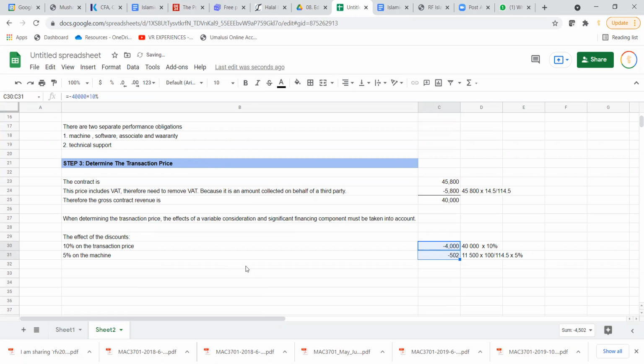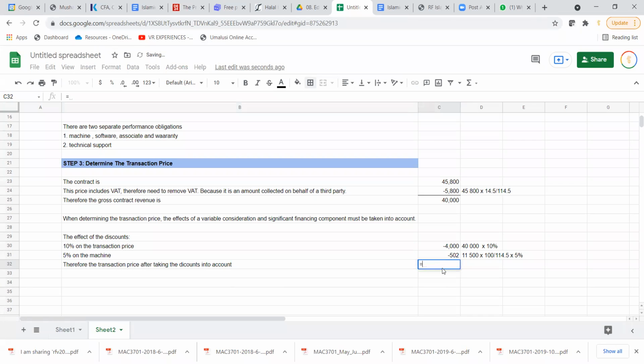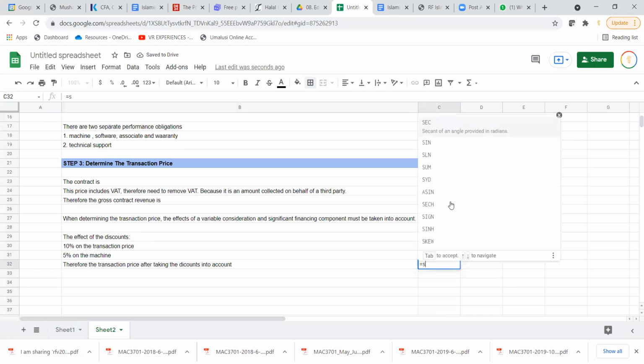Okay, so that means the net transaction price. Therefore, the transaction price after taking the discounts into account is whatever this is. It is equal to the sum.